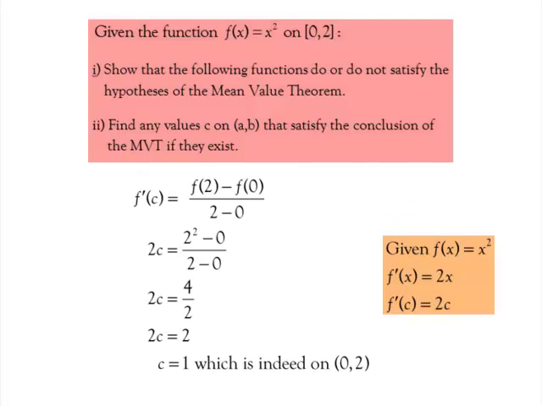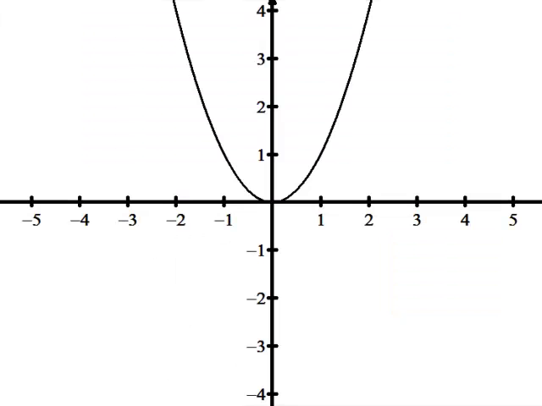I'll find my derivative, plug in c, set those two things equal to each other, and I find out that a value of c equals 1 is a point which works. Now c is definitely on the interval from 0 to 2. So let's see, we've got a visual example here supporting that rationale.